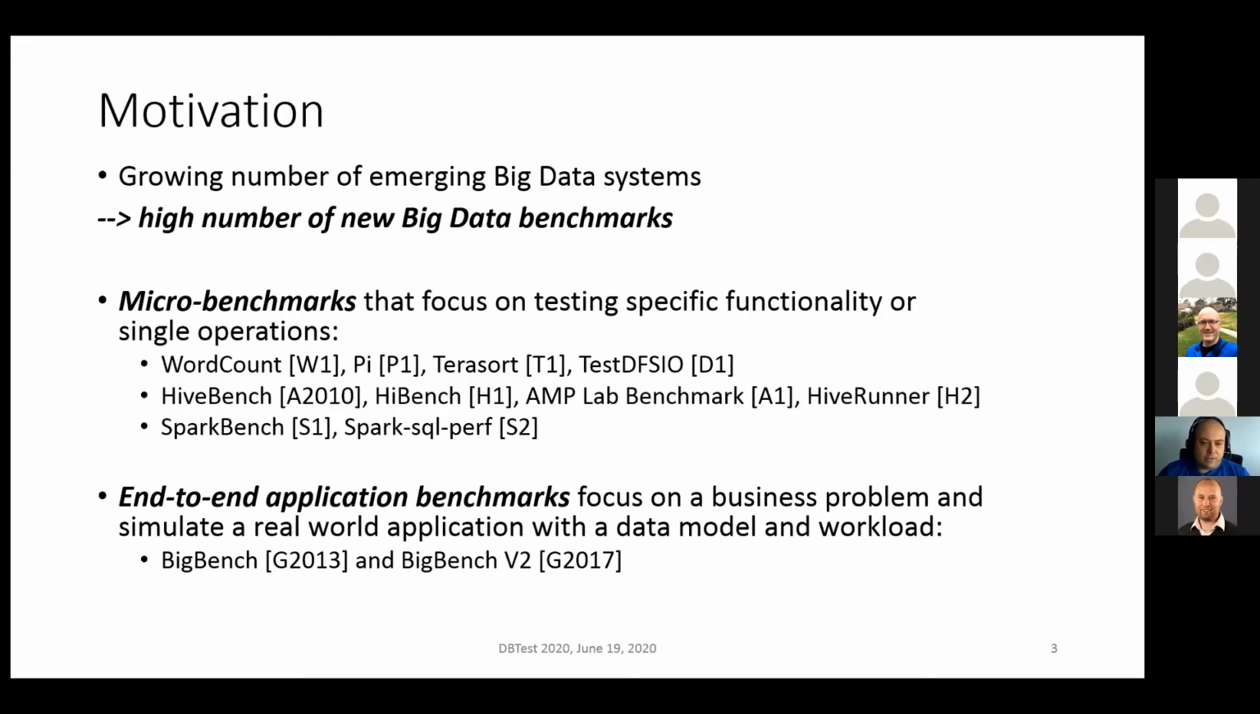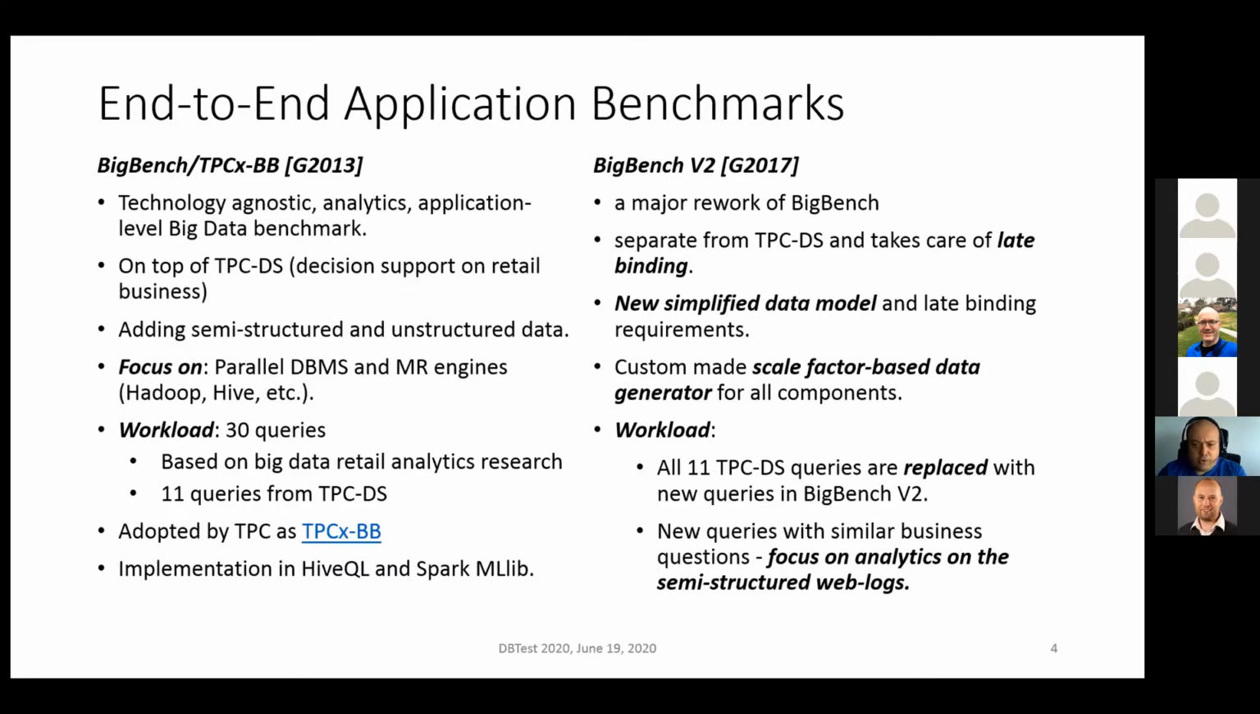The next class of benchmarks are the end-to-end application benchmarks, which focus more on a business problem, which is usually a real-world application. Examples there are BigBench and BigBench V2, and I'll give you a short overview of both.